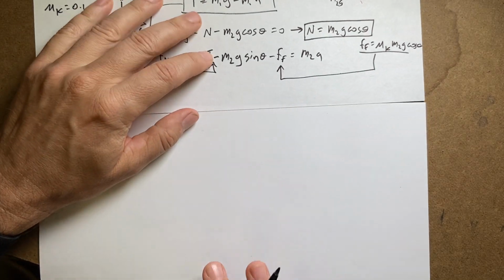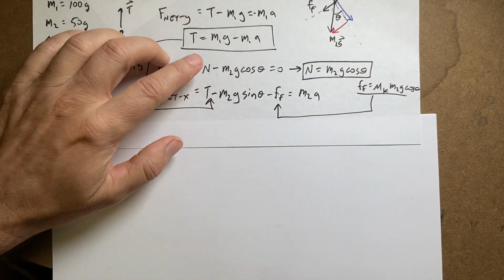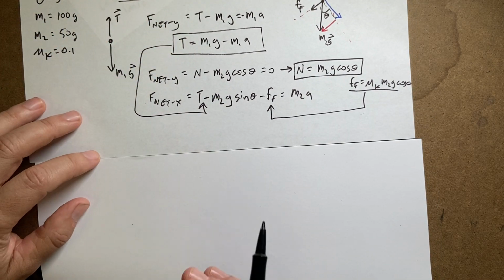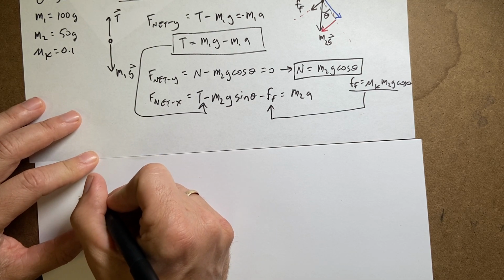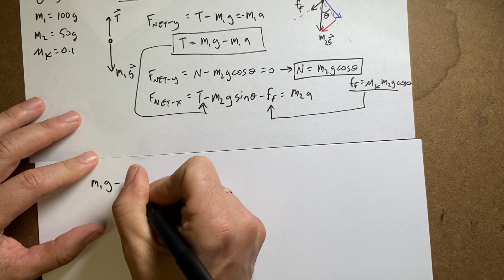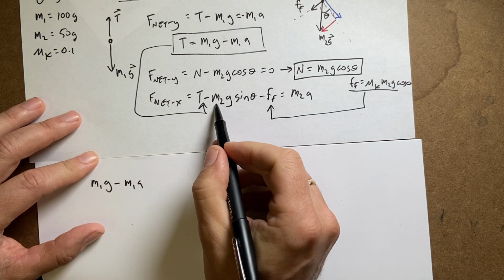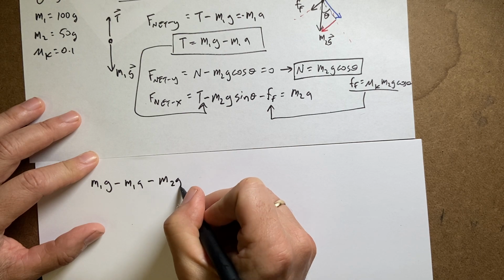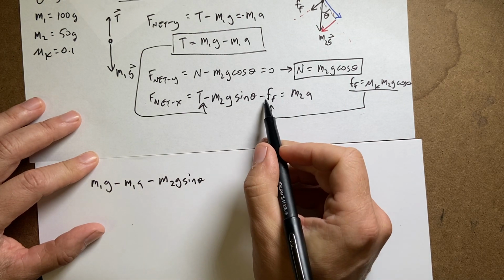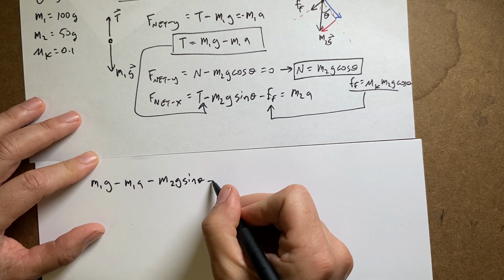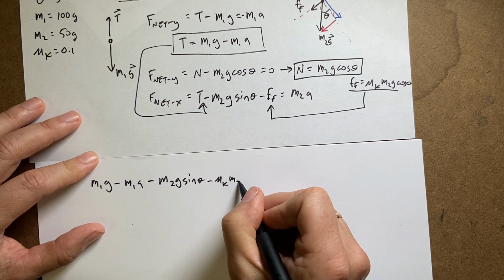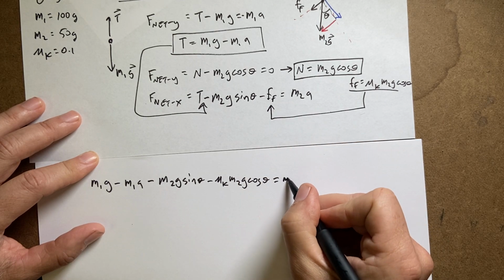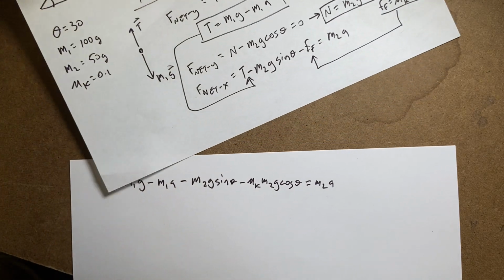So the first thing I can do is put in the tension right here. So I'm going to say tension is going to be equal to m1g minus m1a. And then I have this term right here, minus m2g sine theta. And then I have this term, which is this right here, minus mu k m2g cosine theta, and then I have equals m2a. Okay, so now I can put this.